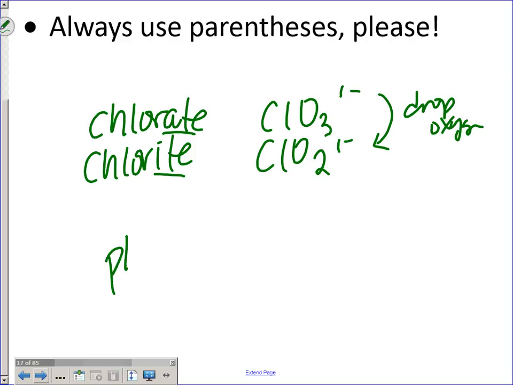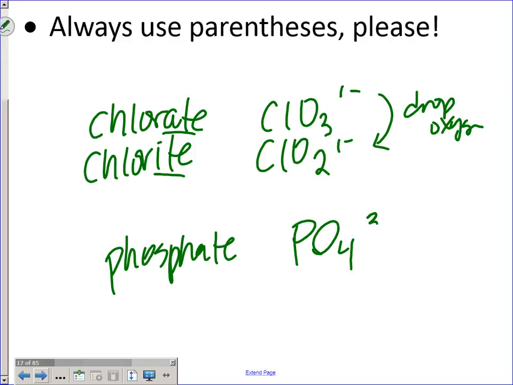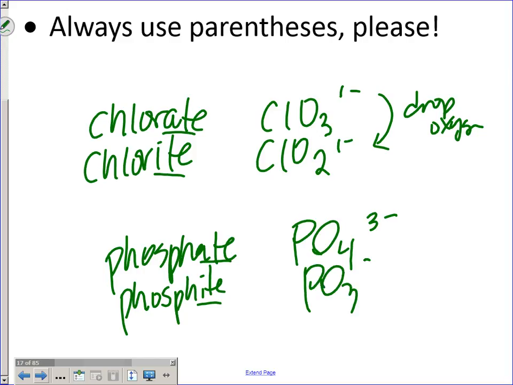Somebody tell me phosphate. Phosphate. P, look on your sheet. PO4, 3-, okay? Tell me, is phosphite on there? Well, then you can tell me, using your rule, if phosphate is PO4, 3-, what's phosphite? PO3, still 3-.